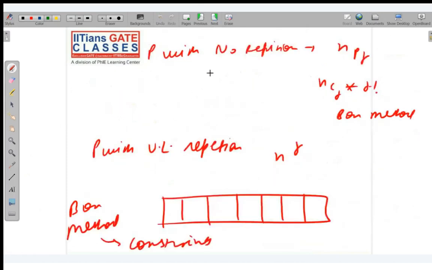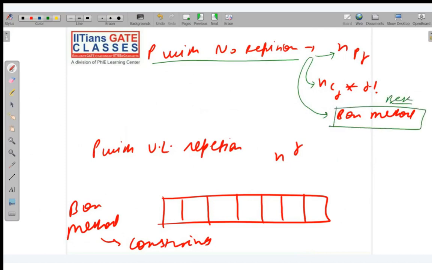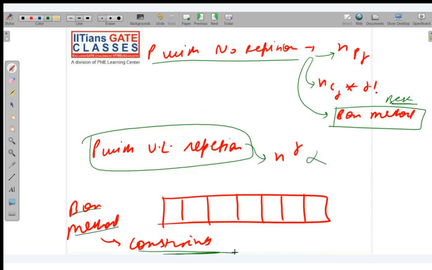Okay, so the final summary is permutation with no repetition. The formula is nPr, or you can think in terms of combination, nCr into r factorial, or you can apply the box method. So which is the best method? The box method is the best because we can apply constraints and all. Permutation with unlimited repetition, the formula is n power r, but we will not apply it because the best is the box method, because with the box method we can apply constraints also. So for both scenarios, permutation with no repetition and permutation with unlimited repetition, the box method is the best.